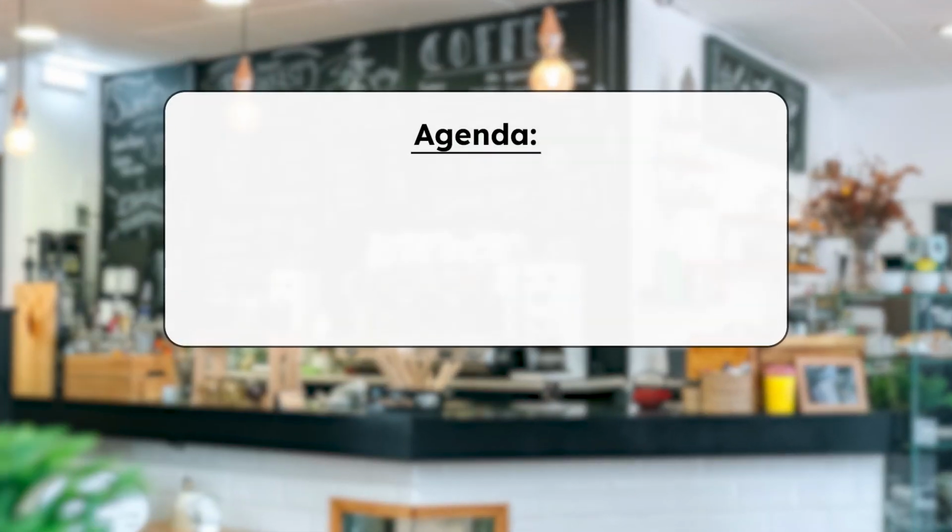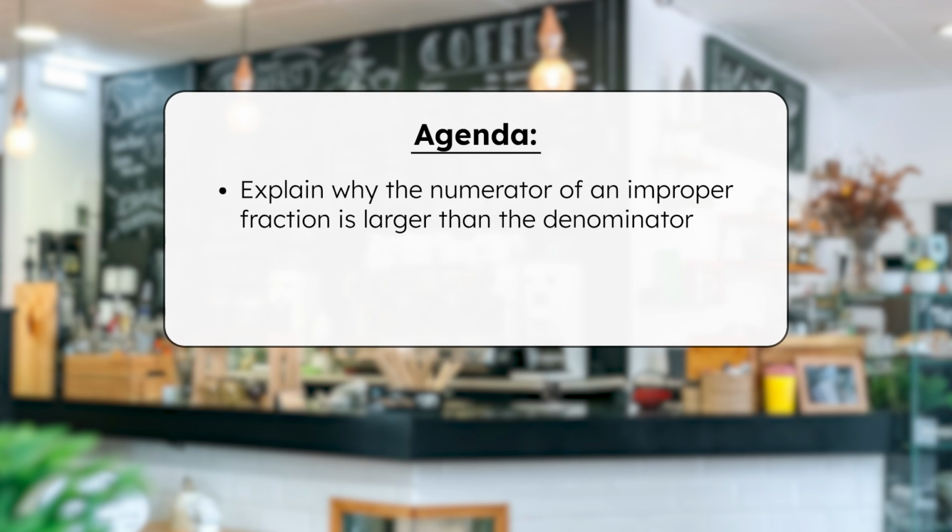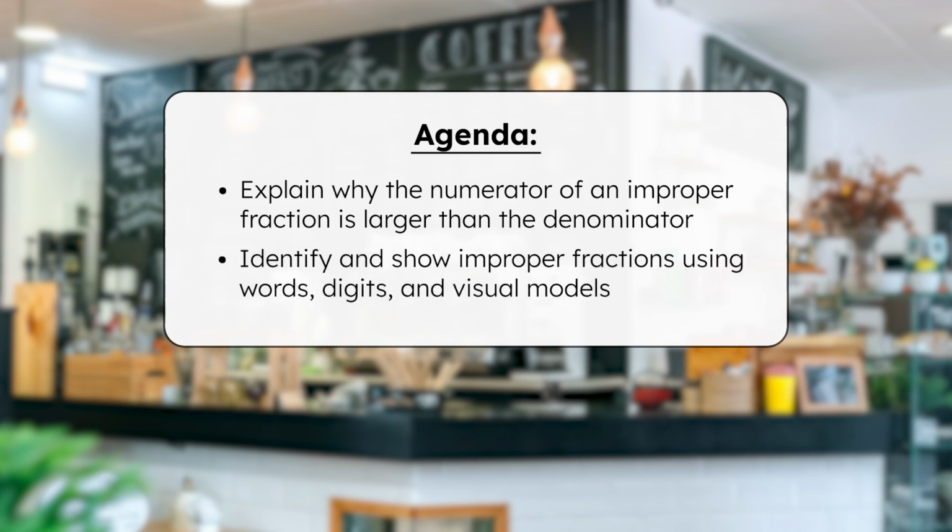By the end of today's lesson, you'll be able to explain why the numerator of an improper fraction is larger than the denominator. You'll also be able to identify and show improper fractions using words, digits, and visual models. Have your guided notes ready, and let's stir up some sweet fractions.